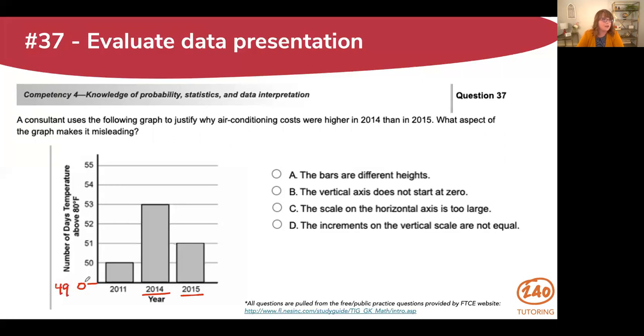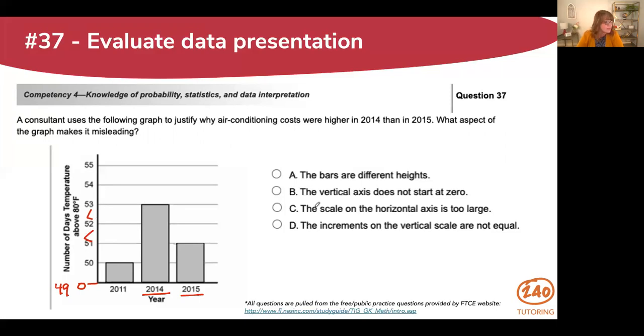All right, so it makes the graph a little misleading that it doesn't start with 0, because it makes it look like the graph's actually growing more than it is, or those bars are rising more than they are. Because if you look over here, our scale is in increments of 1: 51, 52, 53, okay?